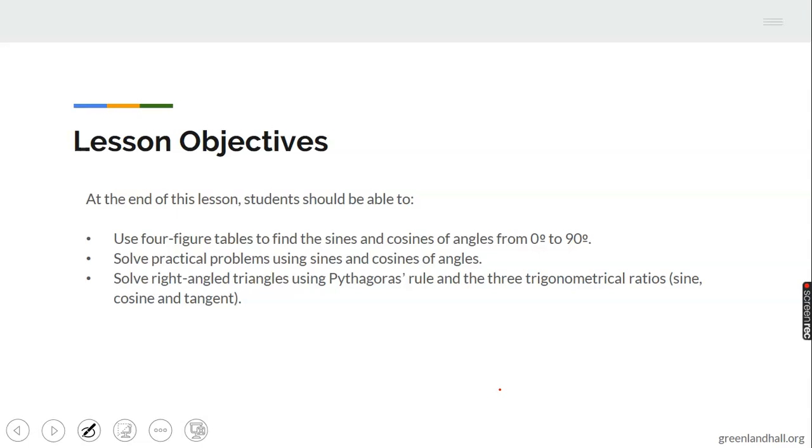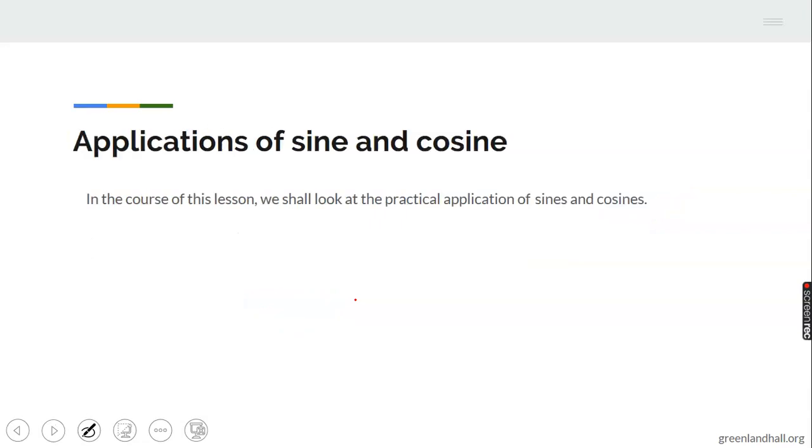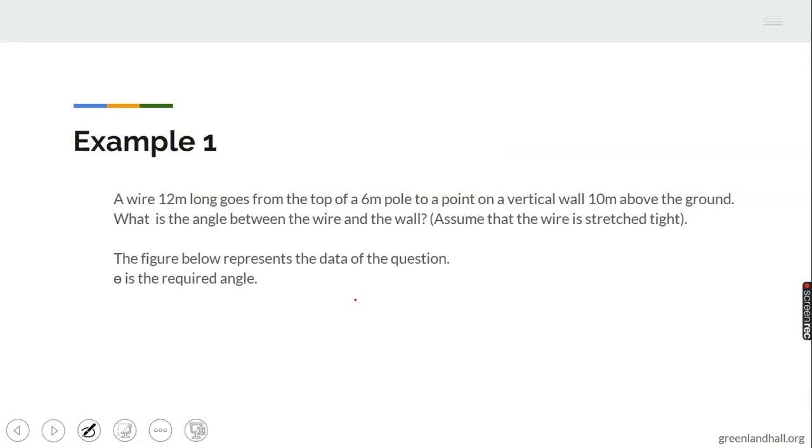Now, today, what do we have for today? We are going to use 4-figure tables. This will just be a recap, but we are to solve practical problems using the sines and cosine, and we are to solve right angle triangles using Pythagoras rule and the 3 trigonometrical ratios. Okay, let's start with the application. How do we apply this? We apply it by finding the angle and the length, and you are going to see with the example how we apply sine and cosine of angles.